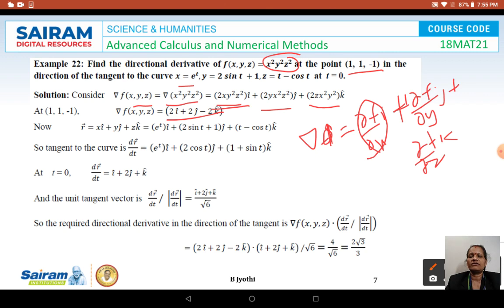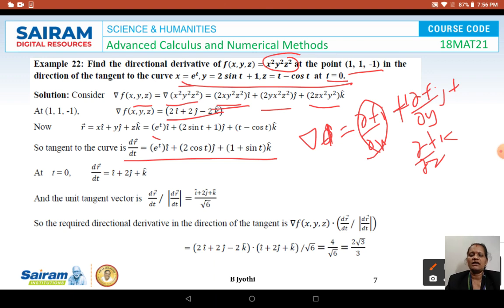Now r is given by xi + yj + zk. When we substitute the values given here, x = e^t, y = 2 sin t + 1 and z = t - cos t, and differentiate, dr/dt is e^t i + 2 cos t j + (1 + sin t) k. At the point t = 0, we get dr/dt = i + 2j + k. And the unit tangent vector is given by dr/dt divided by the modulus of dr/dt.